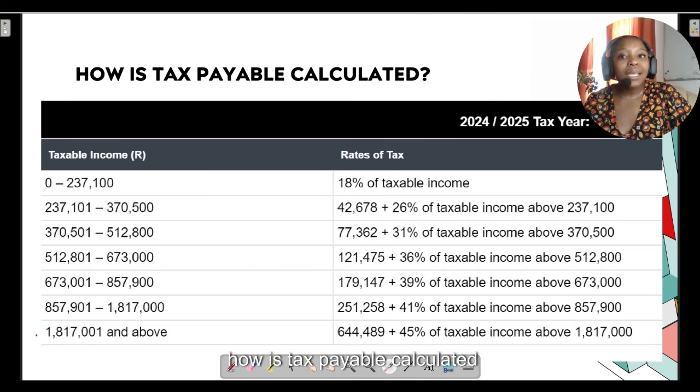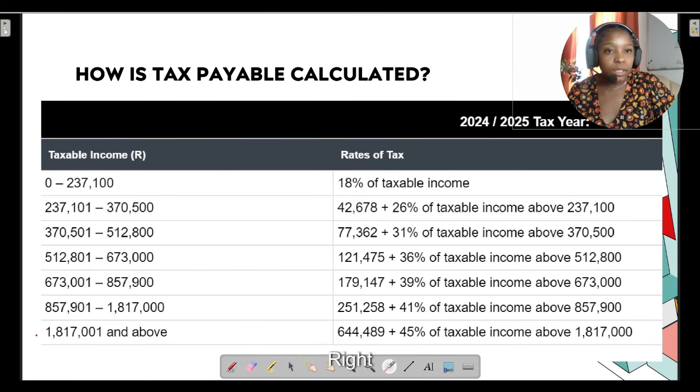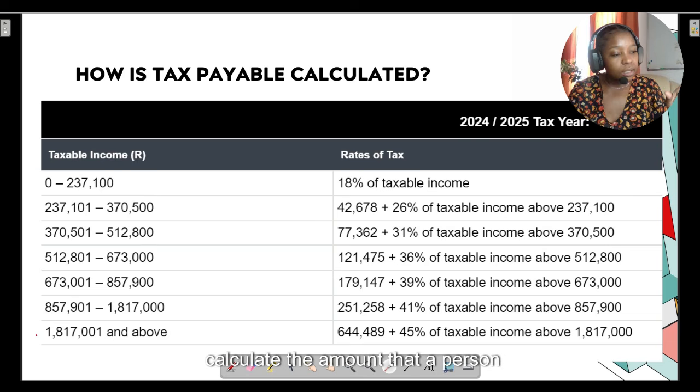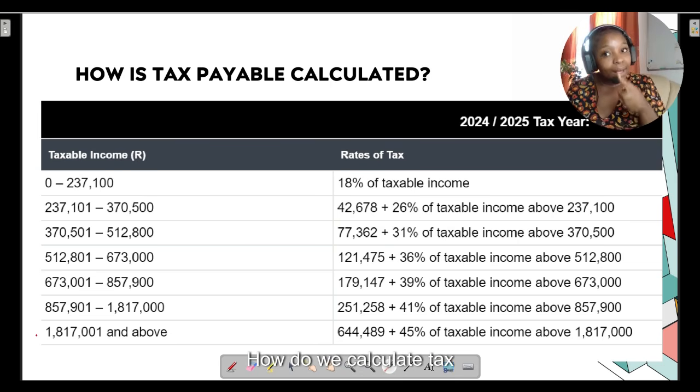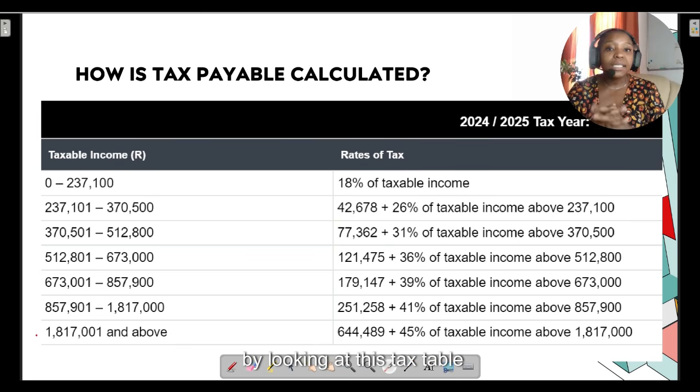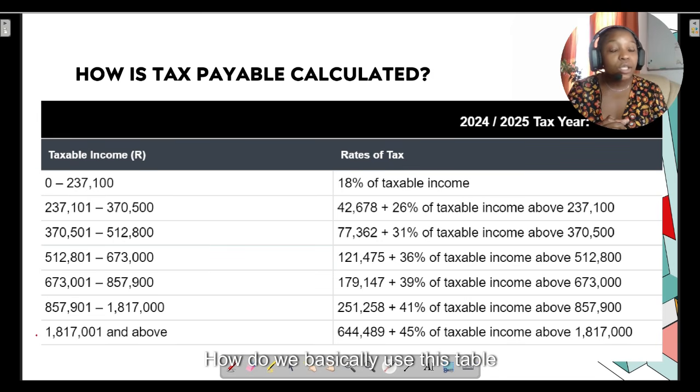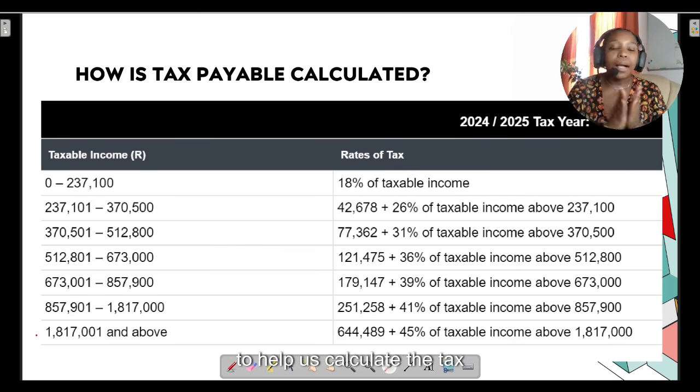Now, how is tax payable calculated? When I'm talking about tax payable, I'm basically saying, how do we calculate the amount that a person needs to pay for tax? So in the next video tutorial, which is going to be today, I'm going to be explaining to you guys how we calculate tax by looking at this tax table. How do we basically use this table to help us calculate the tax that a person needs to pay?